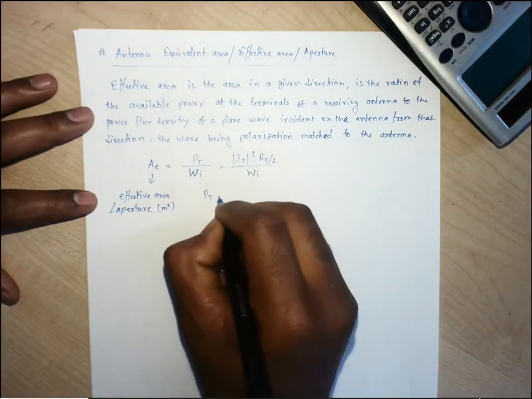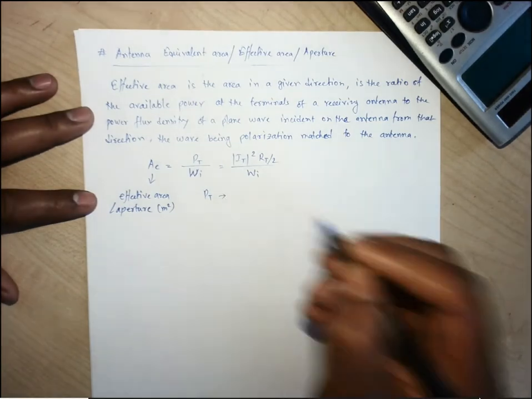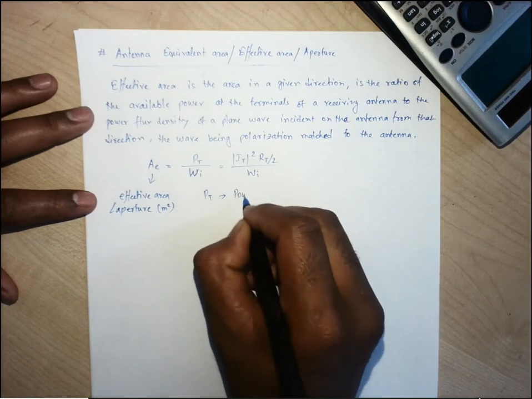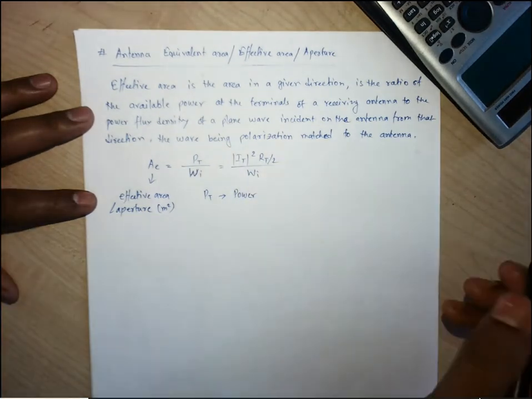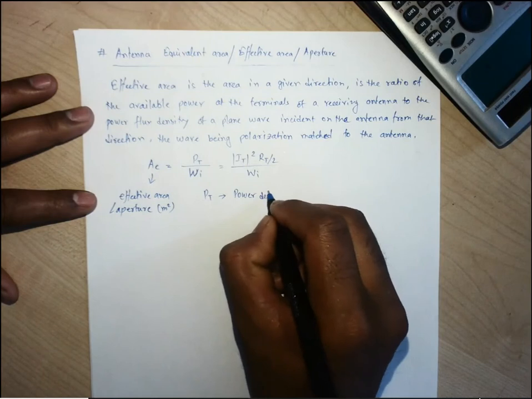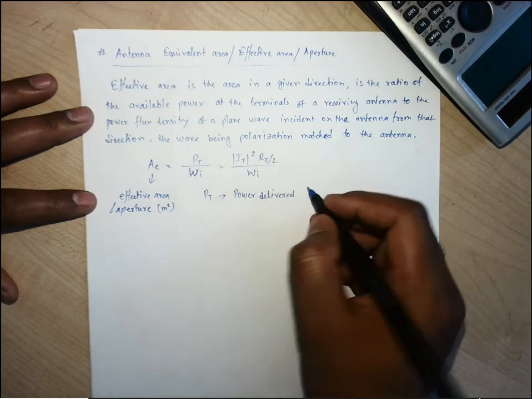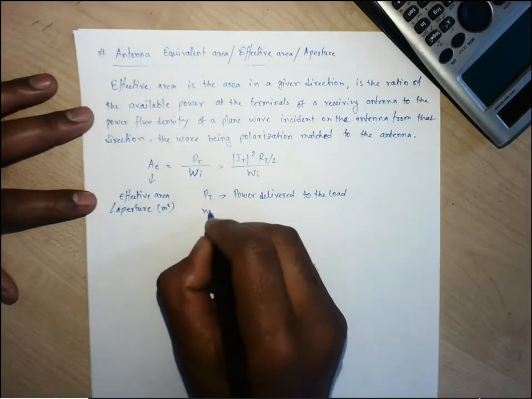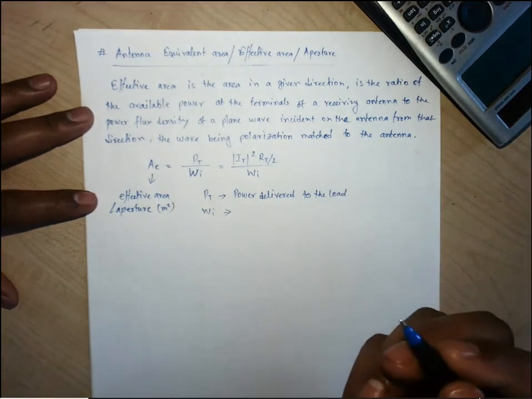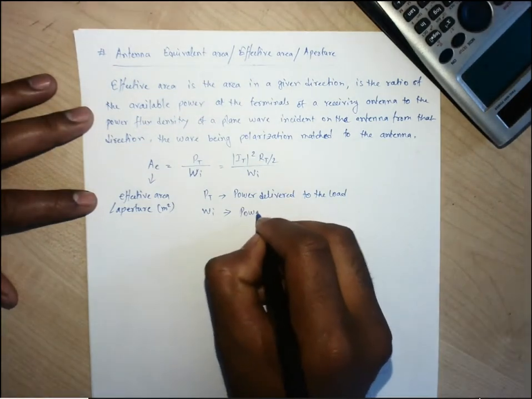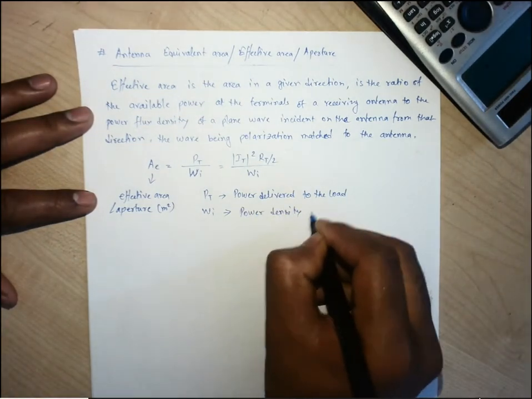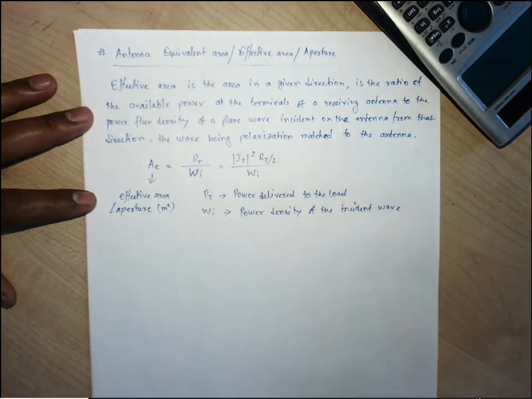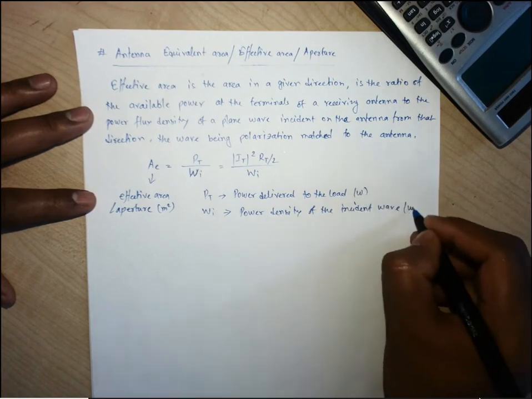This PT is the power delivered to the load. So what is that load here? Load is the receiver which is connected at the antenna terminals. So what is this Wi? It is the power density of the incident wave. It is in watt per meter square.